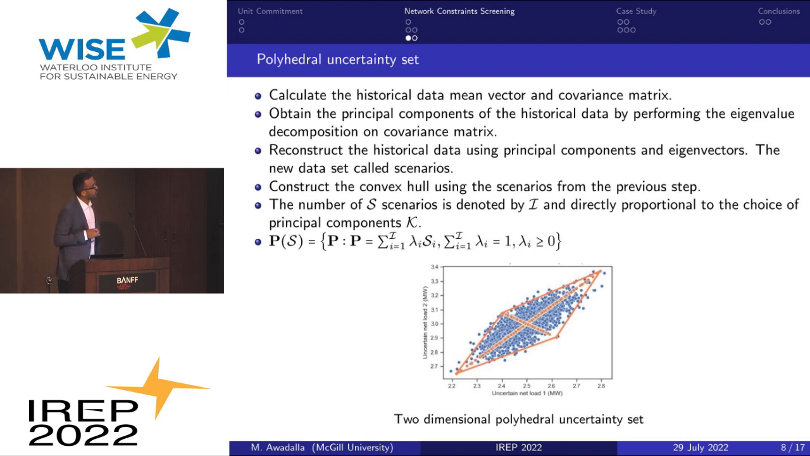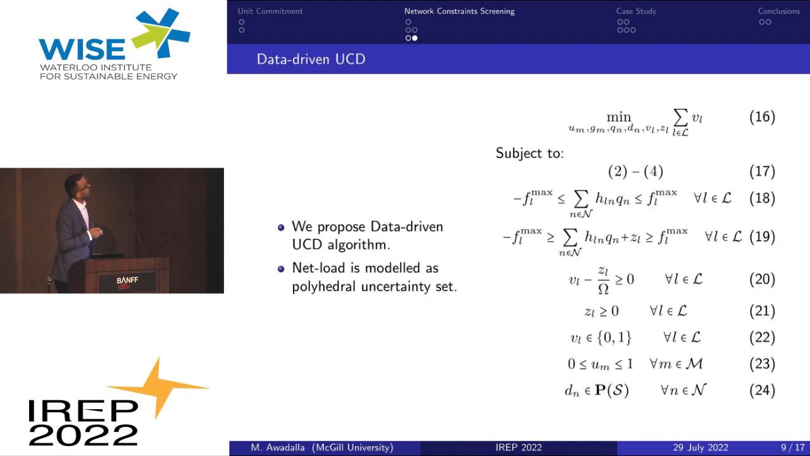The blue dots are the original scenarios, and the orange lines are the projection of the original data onto the principal components. When we project these data onto the main principal components, we compute the convex hull, and that is going to be the polyhedral uncertainty set that we are using to tighten the convex relaxation. This is the same methodology that I presented in the previous slide, but now with the polyhedral uncertainty set added.